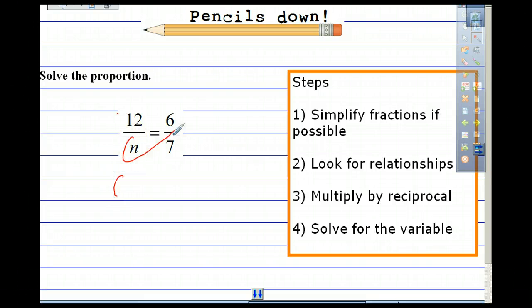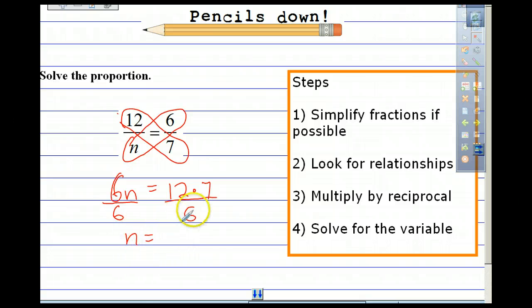So we have n times 6, which is the same as 6n, equals 12 times 7. I'm going to show you a little trick. Notice how does 6 go into any of these numbers? Yeah, it goes into 12. So it might be easier for some of you. If it divides evenly, go ahead and divide right away. Notice how we can do 6 goes into 12 2 times, and now 2 times 7 is 14. You'll get the same answer if you multiply it out and do the long way, 84 divided by 6. But now the number's a little bit smaller this way.